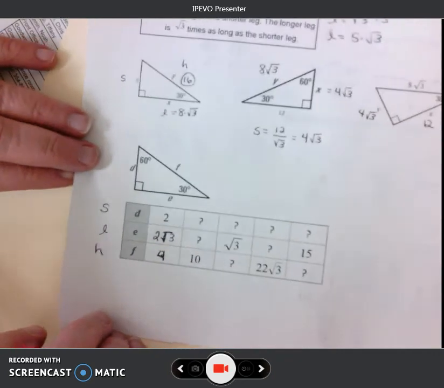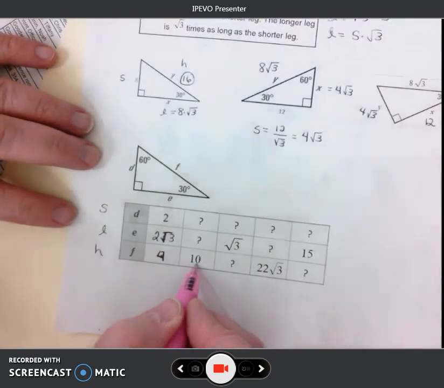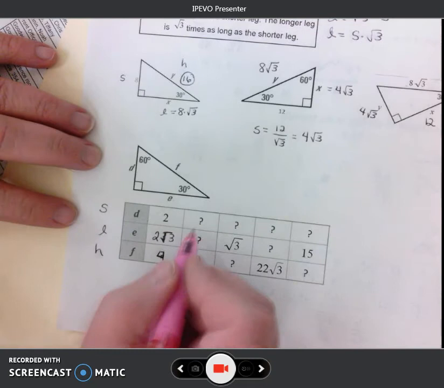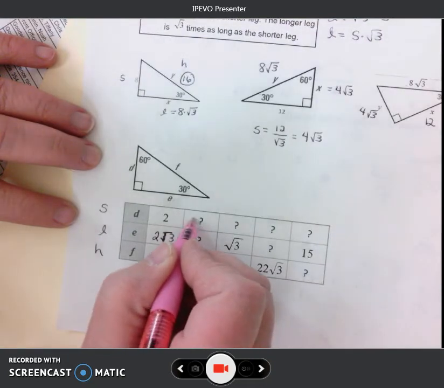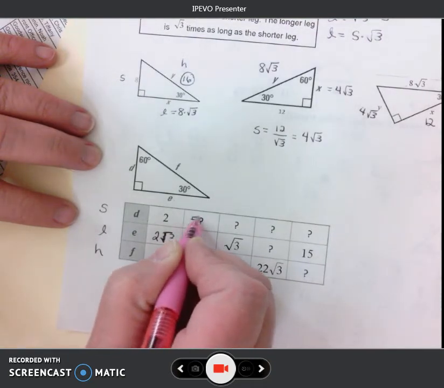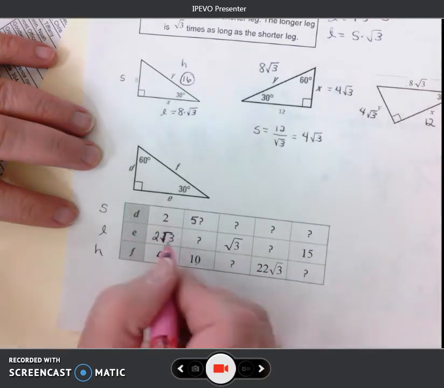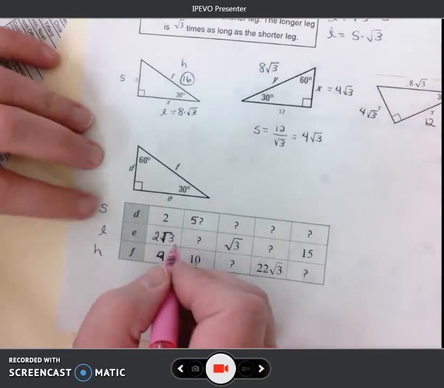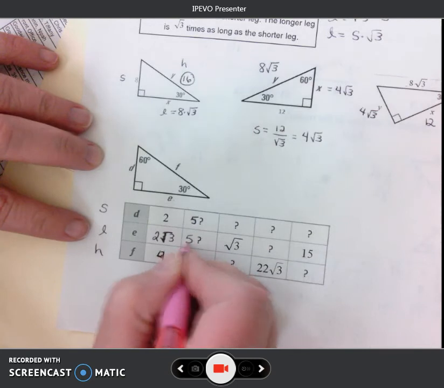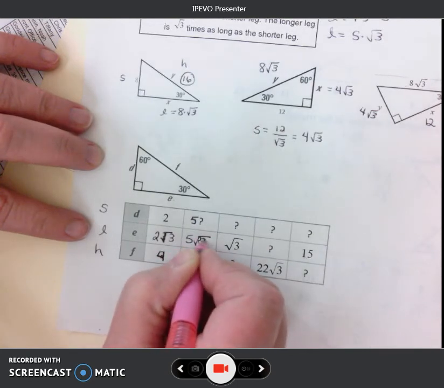Now in the next problem, I know the hypotenuse is 10. If the hypotenuse is 10, then the short side would be half as big, it'd be 5. And then to get the long side, I'm going to multiply because I'm going from short to long. And I'd multiply by the square root of 3.